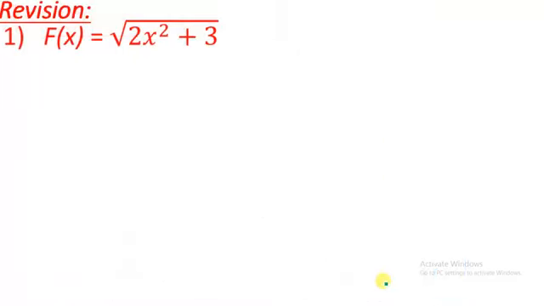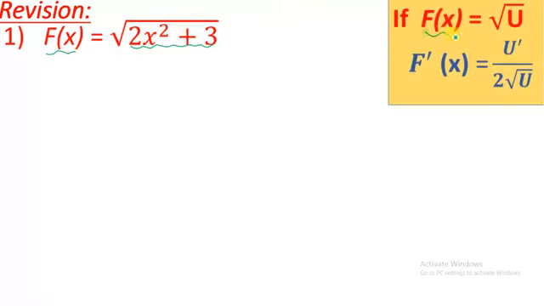Let's take some examples. If I have f of x equals radical 2x squared plus 3, we have a function that contains x under the radical. So we will remember directly the rule. If f of x equals radical u, then the derivative f prime of x equals u prime, the derivative of u, over 2 radical u. So we will suppose that u is the function under the radical. So u is equal to 2x squared plus 3.